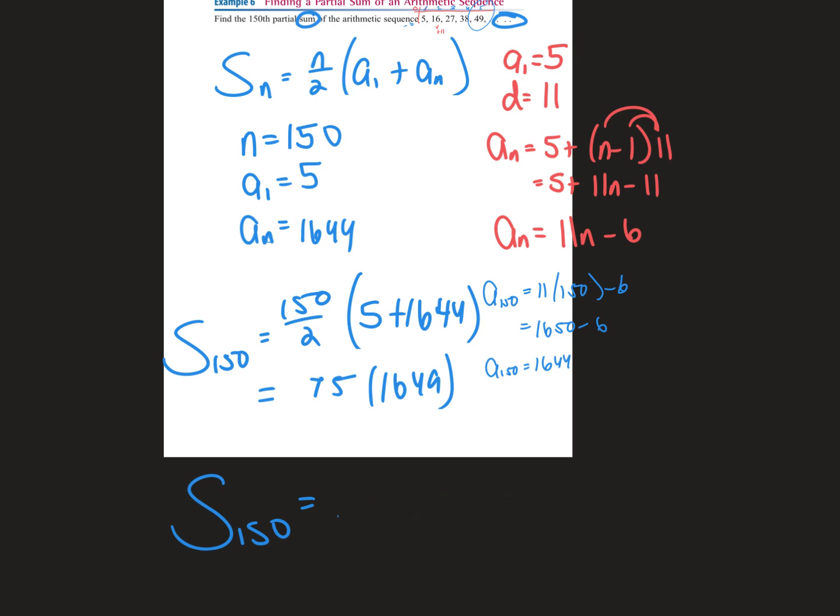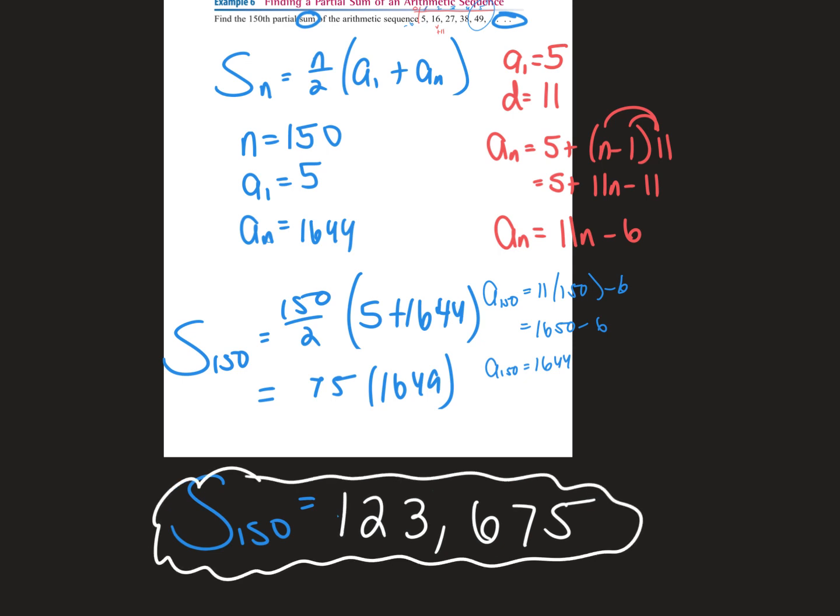What's 75 times 1649? 123,675? Chris, did you get that? No, you did? Okay. No worries. You might have put the numbers backwards. No big deal. As long as you understand how we got there, you're good.